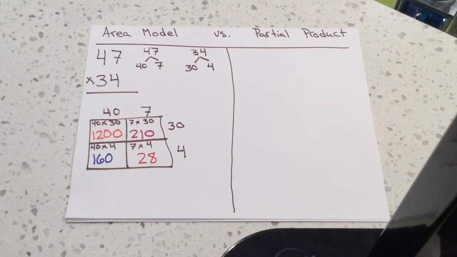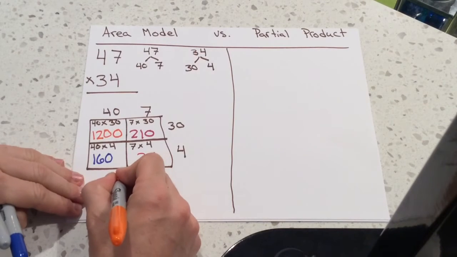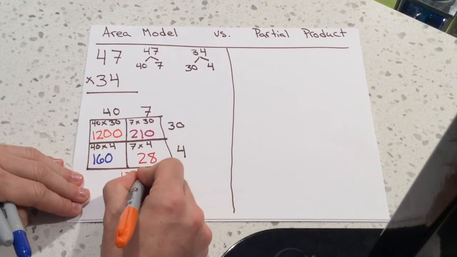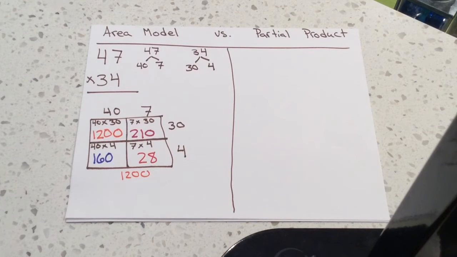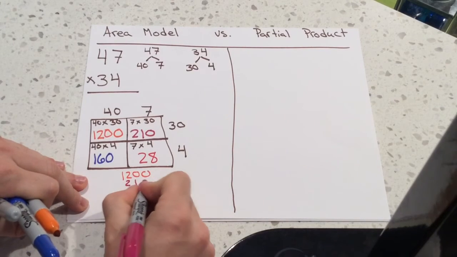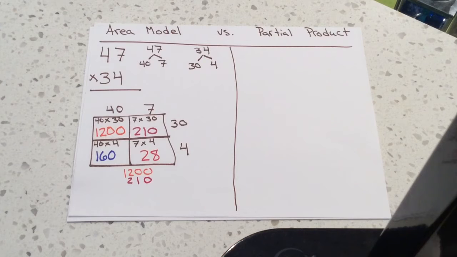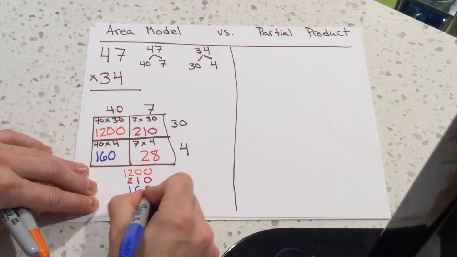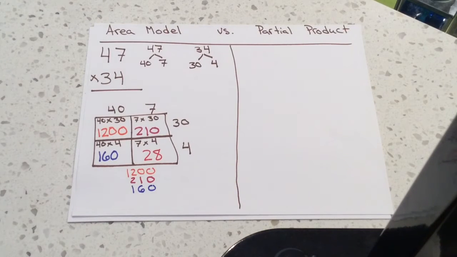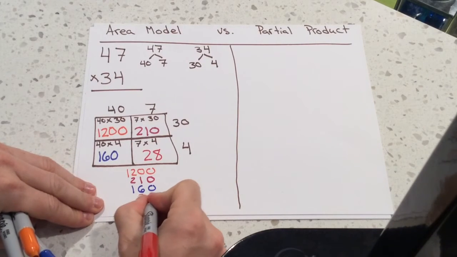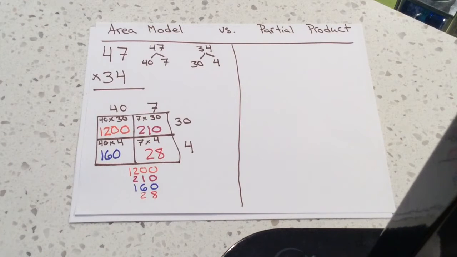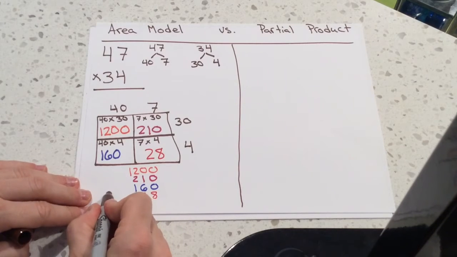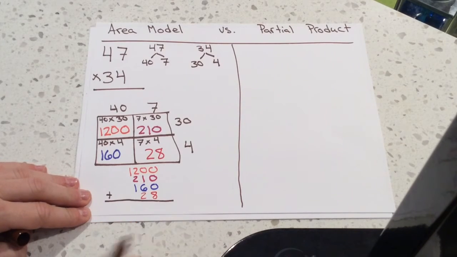I always like to kind of organize my numbers from greatest to least. So I have 1,200. I have 210. Really taking my time to line up my place values. 160. And 28. And now that I have my 4 partial products, I'm going to add those values together.